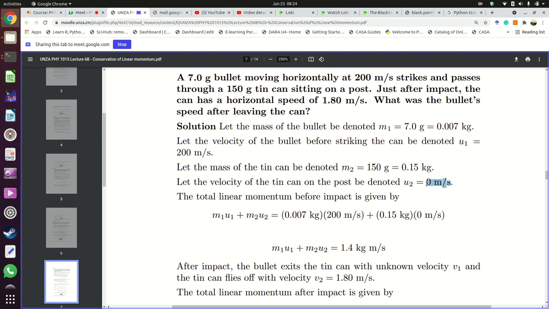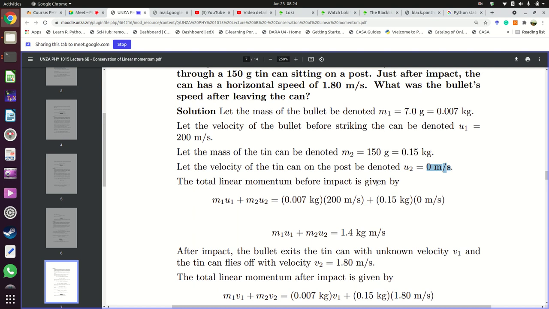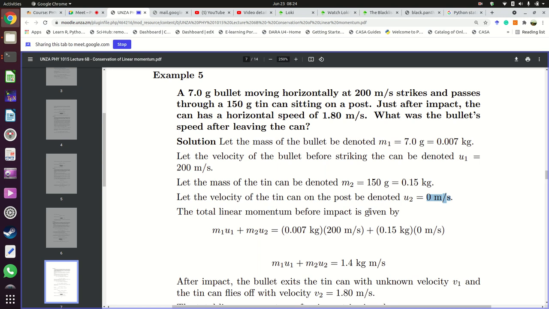So with this information, we can work out the total linear momentum, or how much motion is happening before the bullet hits the can. The total amount of motion before the bullet hits the can has to be equal to the total amount of motion just after the bullet hits the can. The amount of motion a particular object is undergoing is given by a physical quantity called linear momentum. So linear momentum is a measure of motion.